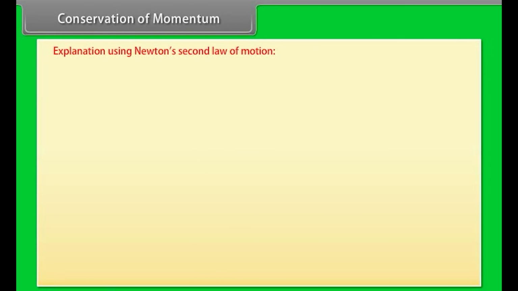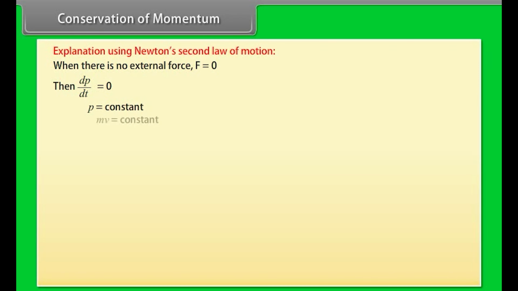Explanation using Newton's second law of motion. When there is no external force, F is equal to 0, then dp by dt is equal to 0. P is equal to constant, mv is equal to constant, m1 v1 is equal to m2 v2. Explanation using Newton's third law of motion.